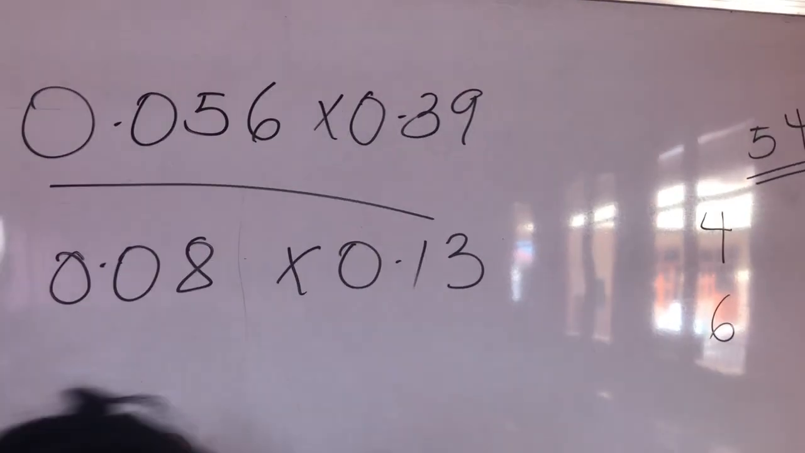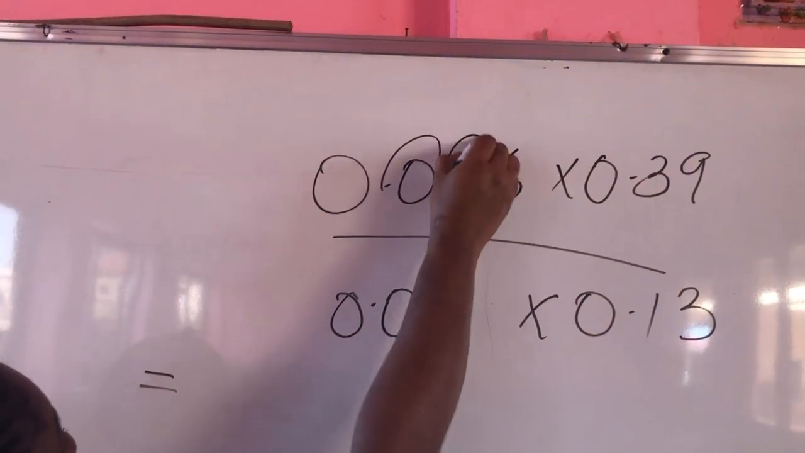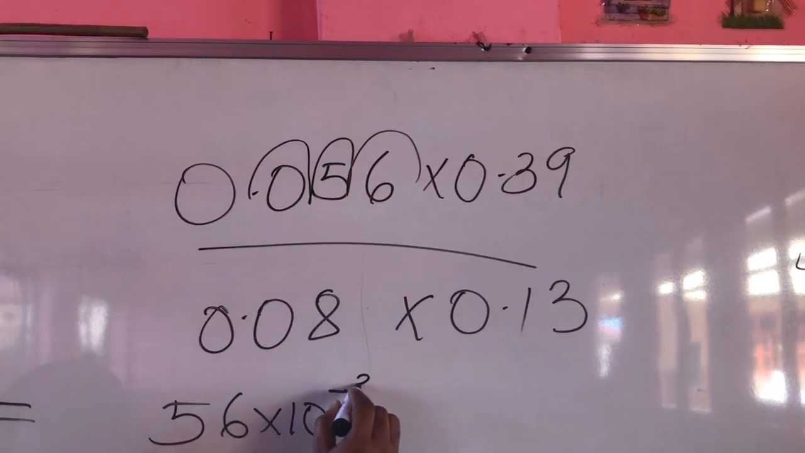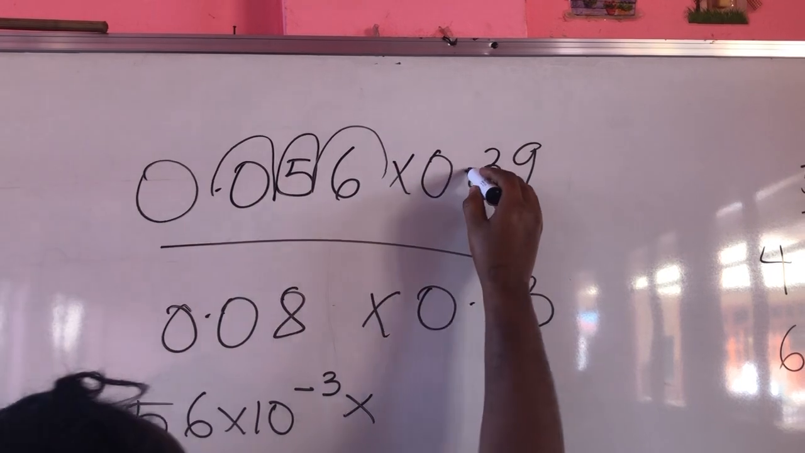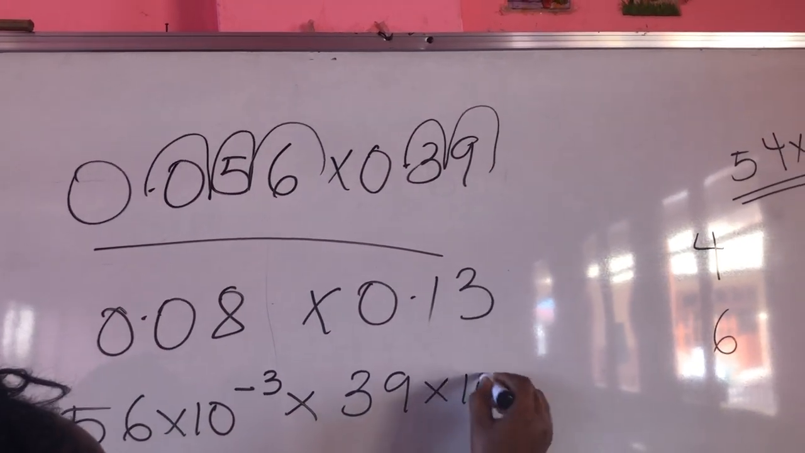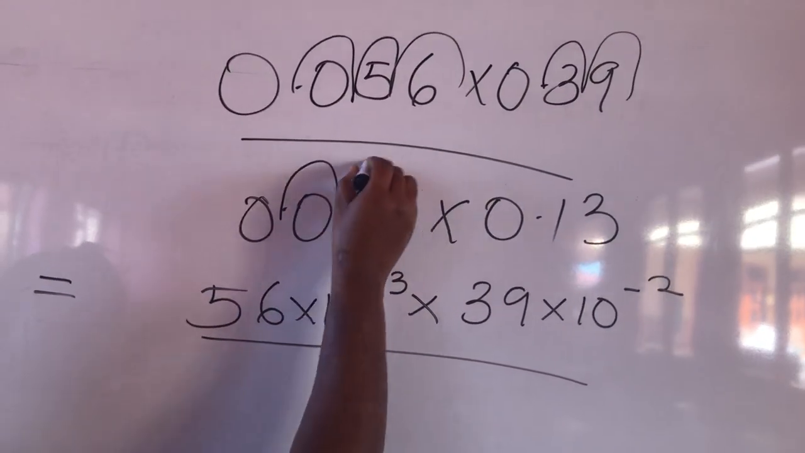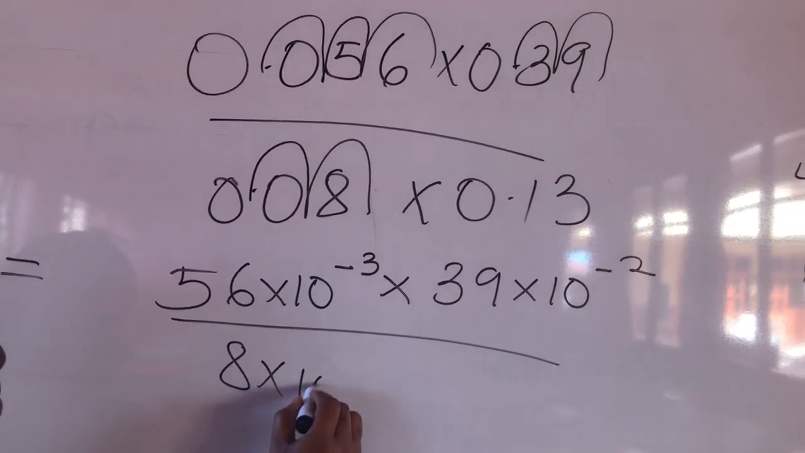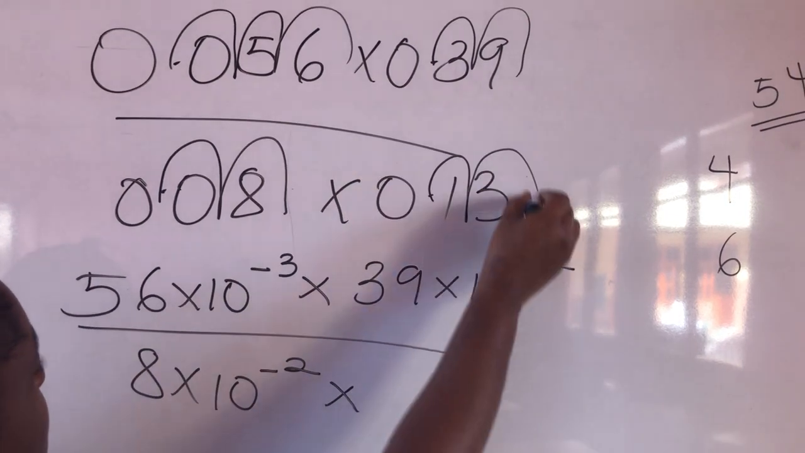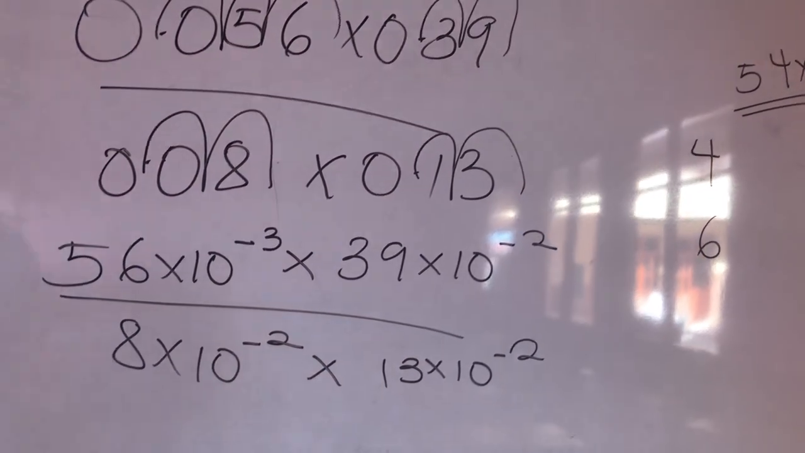Okay, so this step is what you already know. So let's have y is equal to 10. How many times is the decimal point moving? 1, 2, 3. So you have 56 times 10 raised to the power what? Negative 3. Times, how many times is this one moving? 1, 2. So 39 times 10 raised to the power negative 2. All over, how many times is this one moving? 1, 2. So you have 8 times 10 raised to the power negative 2. And how many times is this one moving? 1, 2. So you have 13 times 10 raised to the power negative 2.